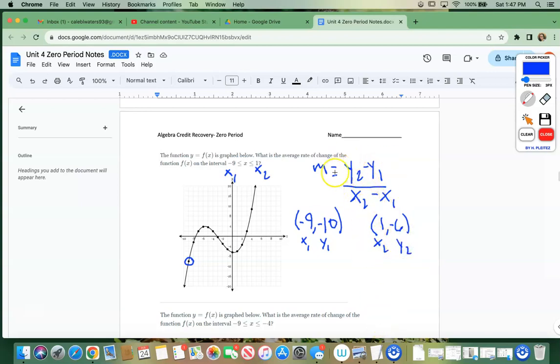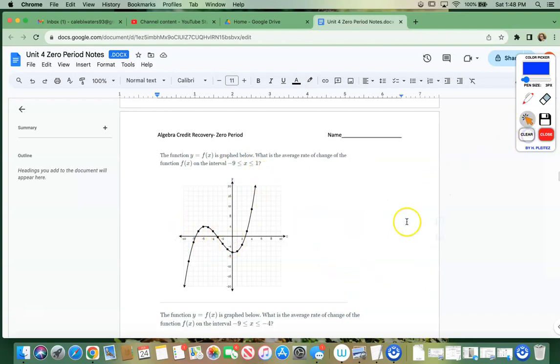Then let's plug them into here. So that'll be -6 minus -10, divided by 1 minus -9. So that's -6 plus 10, so that'll be 4 over 1 minus -9, so that's 10. 4 over 10, reduce that will be 2 over 5. Okay, so that's how you do those when they are a graph. So basically, those are your two x values. Go and find your y values, and then just plug it in.